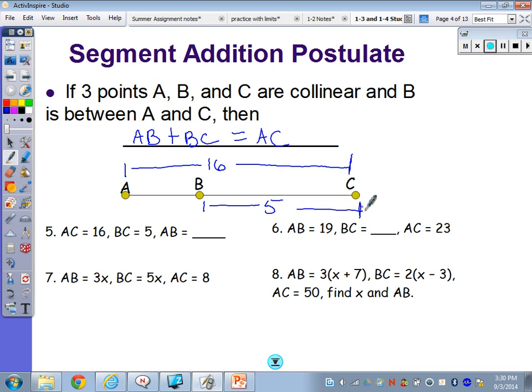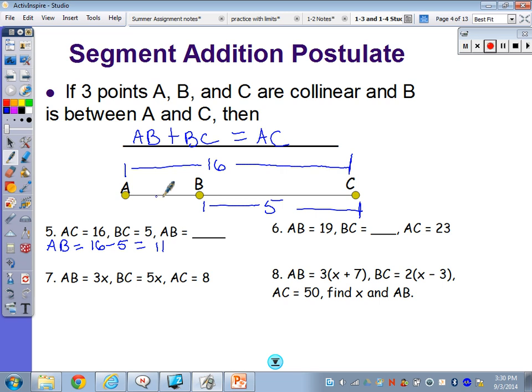So this is obviously not drawn to scale. The numbers don't match up with the lengths, which will happen a lot in geometry. So don't go by looks, just go by the markings or what you know. So we want to find AB. So since AC is the whole thing, and it's 16 and BC is 5, to find AB, we can subtract them. We could do 16 minus 5, which is 11.